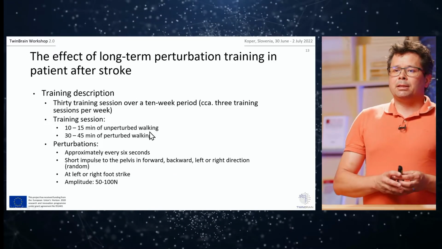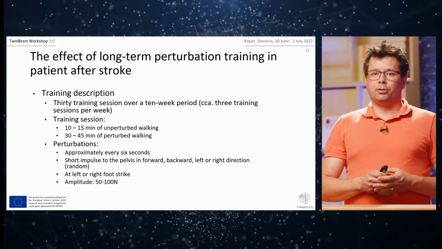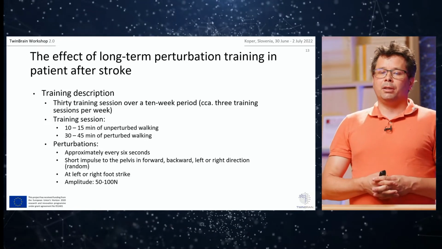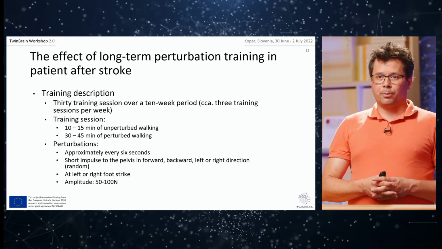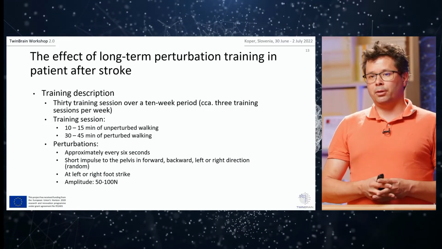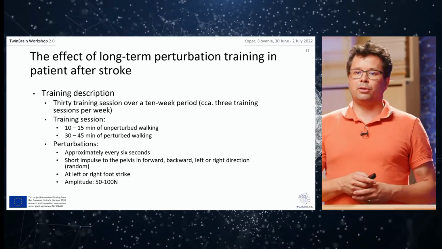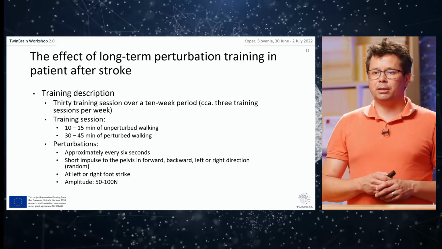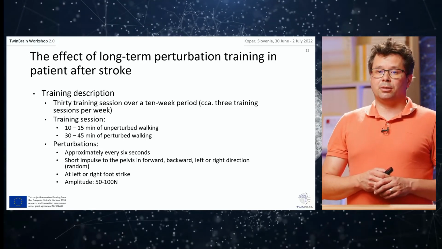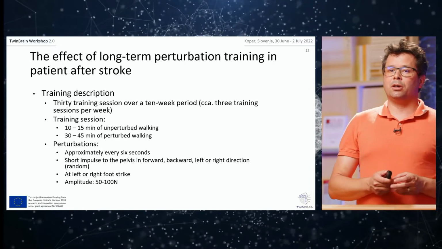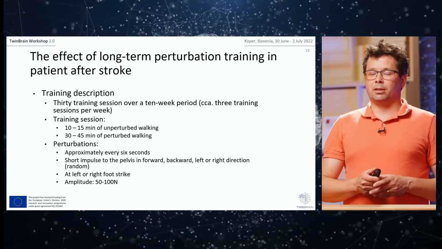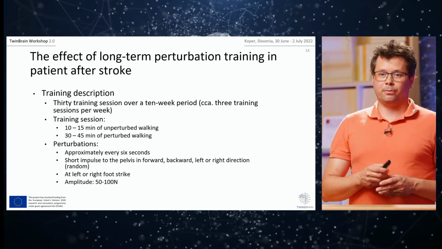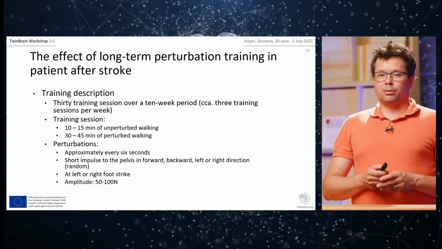So as I said, this subject was subjected to perturbation training for a longer period of time. This training lasted for approximately 10 weeks, approximately 2 months or almost 3 months. He was subjected to 30 training sessions, 3 training sessions per week. The training session consisted of 10 to 15 minutes of unperturbed walking, and then 30 to 45 minutes of perturbed walking.